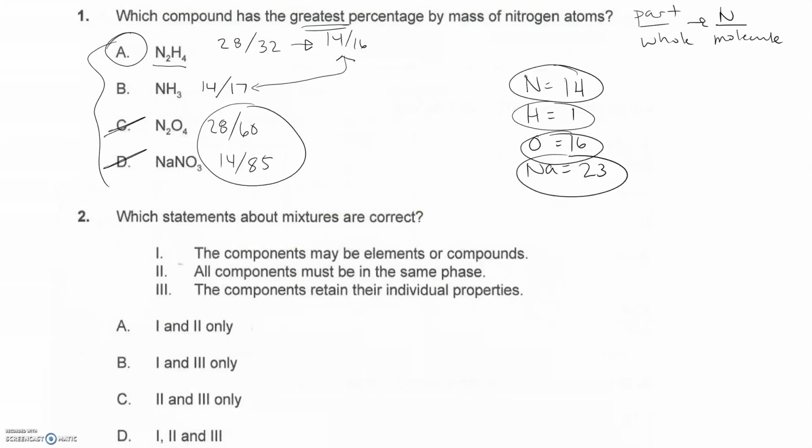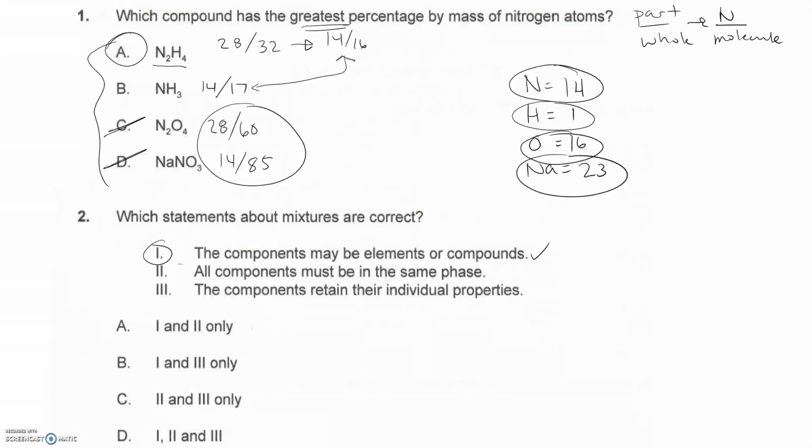Number 2, which statements about mixtures are correct? We've got 3 different statements here, so let's take each one individually. The components may be elements or compounds. That's absolutely true about a mixture. It could be a whole bunch of elements in, let's imagine, a cup together, or a whole bunch of compounds in a cup together. It doesn't matter. So Roman numeral 1 is a correct answer.